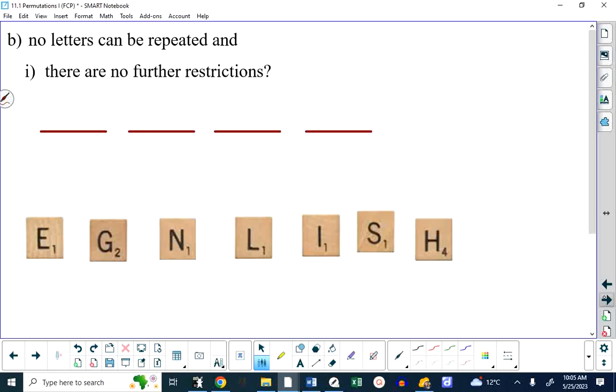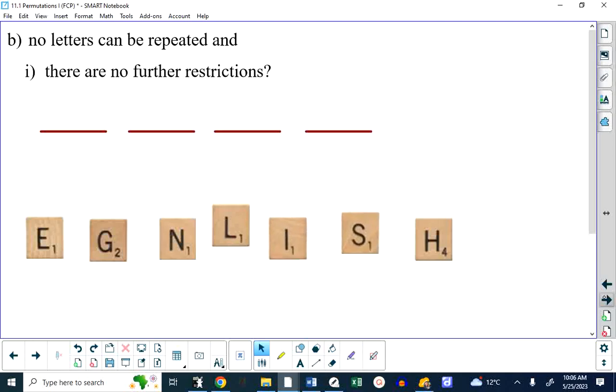What if we can't repeat the letters? So now when I take a look at these tiles, they are individual tiles. I can't clone them. I can't repeat them. So how many different arrangements? Well, there are 7 options for the first, then 6, then 5, then 4, not times 3 times 2 times 1. 20 times 42 is 840.